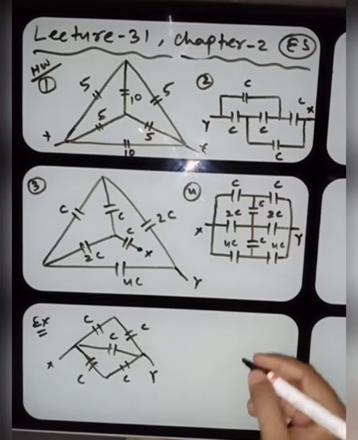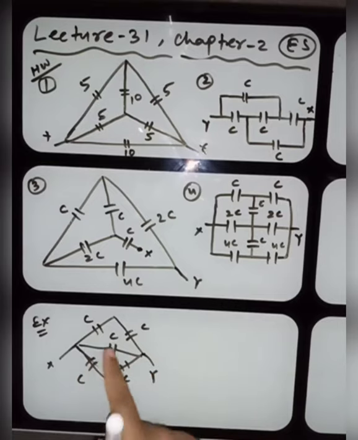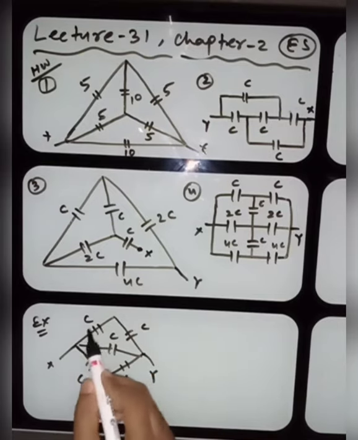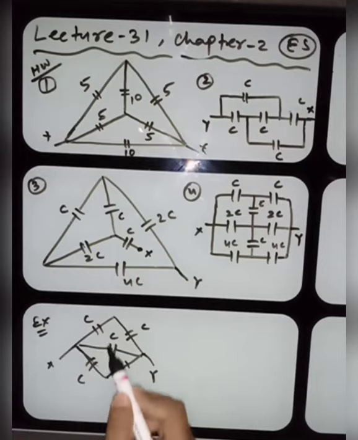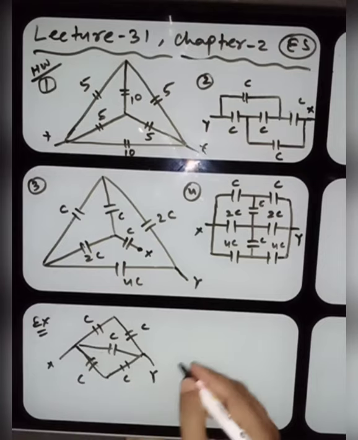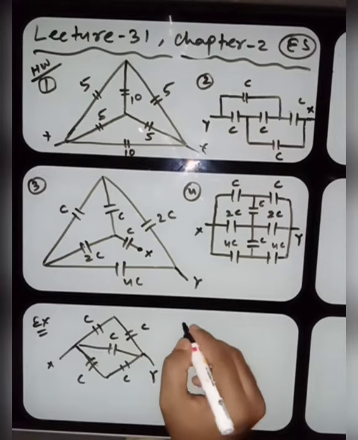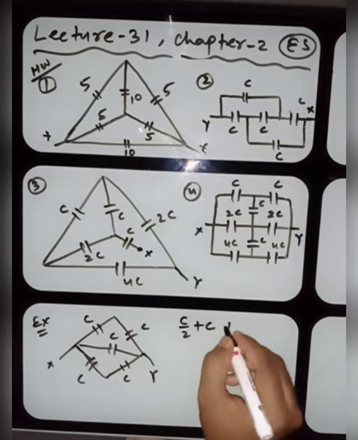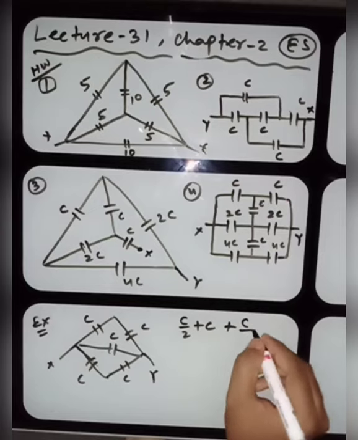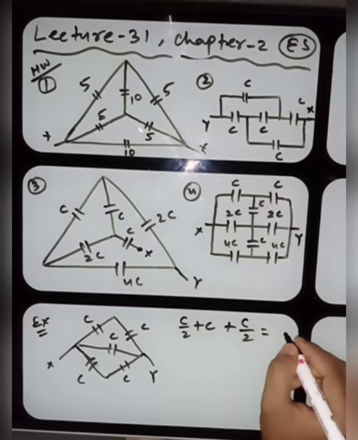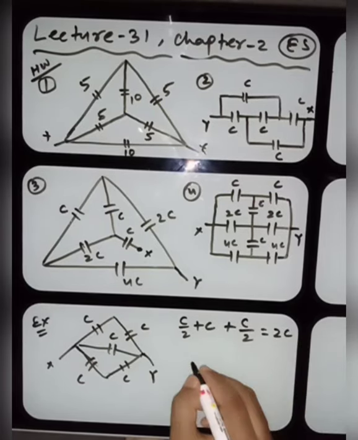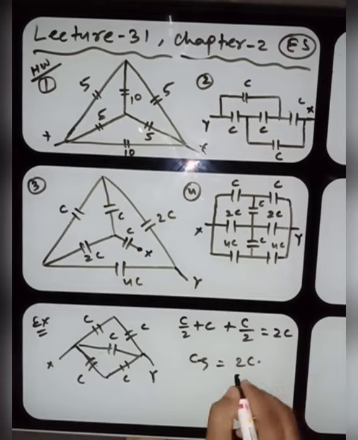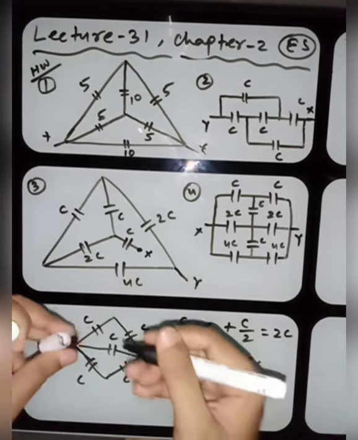Now look here for the answer. My dear students, actually this is not a Wheatstone bridge. This is a very simple circuit. These two are in series, these two are in series, and then all three are in parallel. So the answer will be C by 2 plus C, plus C by 2, and this is the answer, that is 2C. C equivalent will be 2C. Okay, this will be the answer.